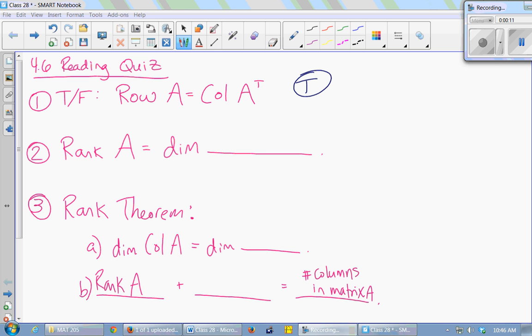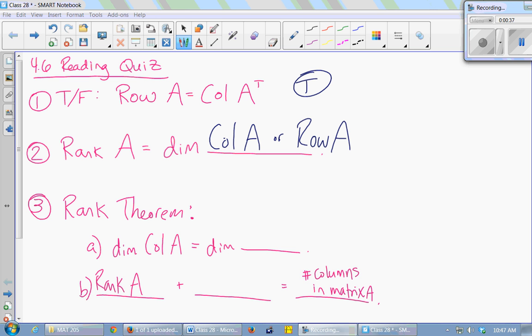Okay, the rank of A is equal to the dimension of what? The column space of A. Or what else could you have put? The definition is the dimension of the column space of A. Row A always has the same dimension. So you could have put row A here, and I'll accept it if you did. But the definition is col A.